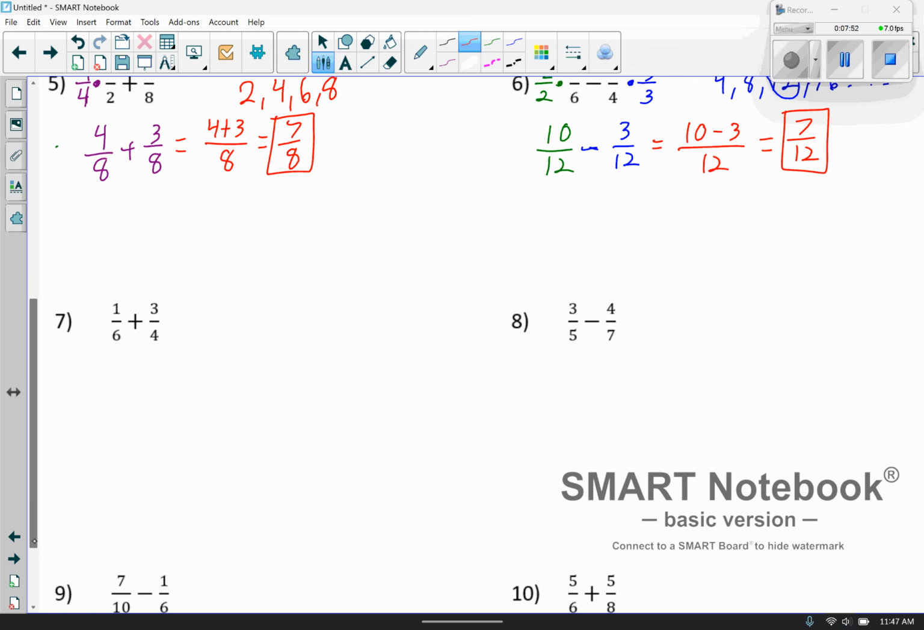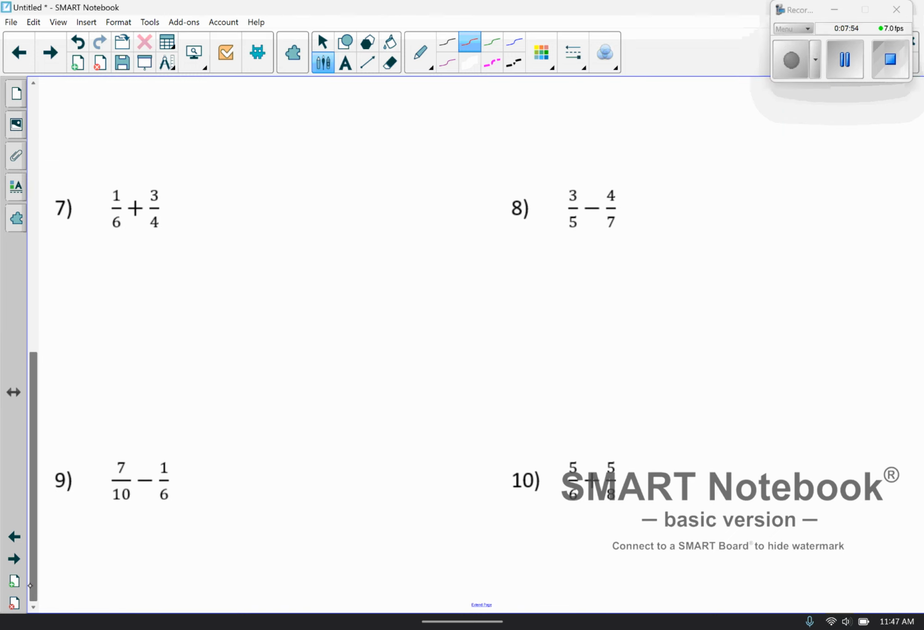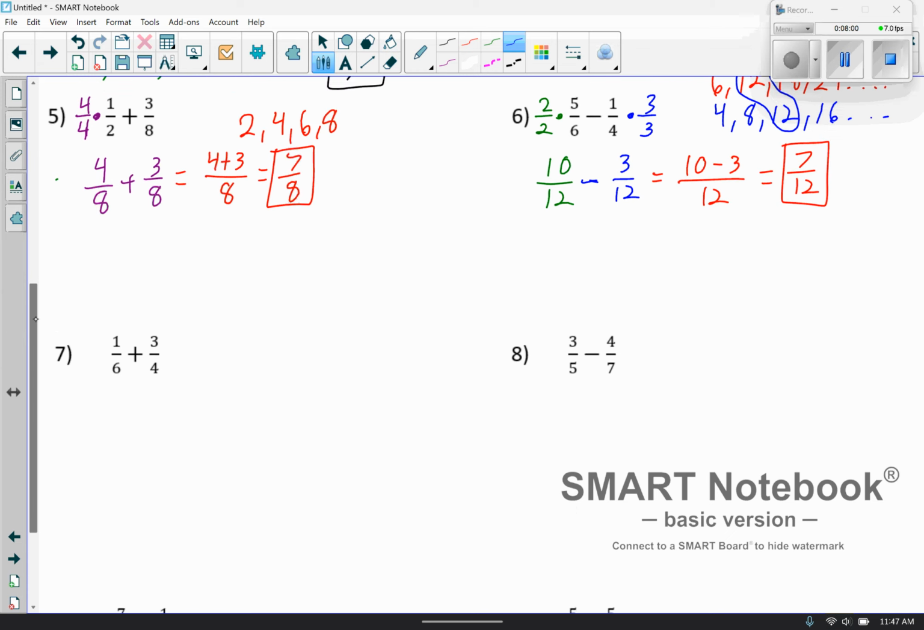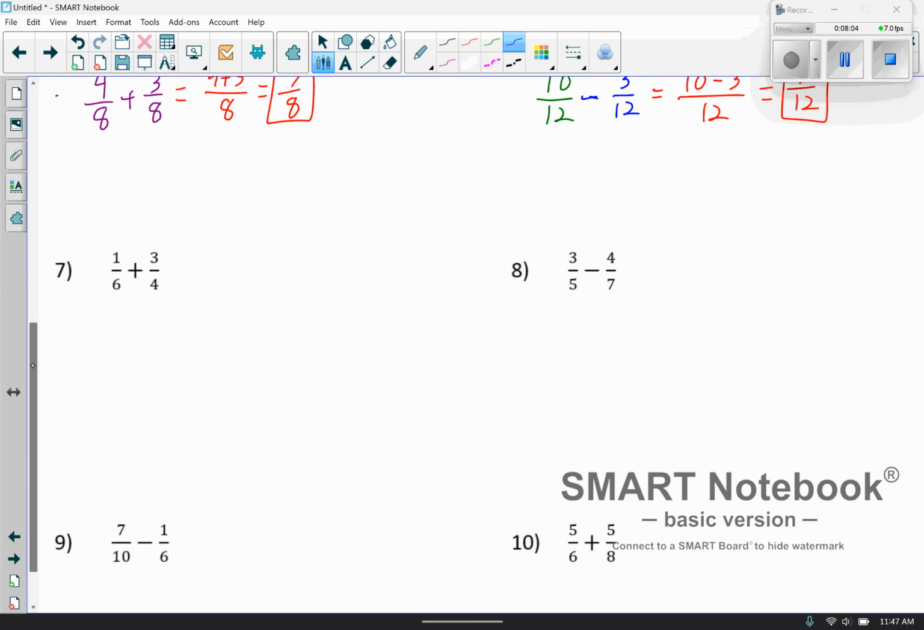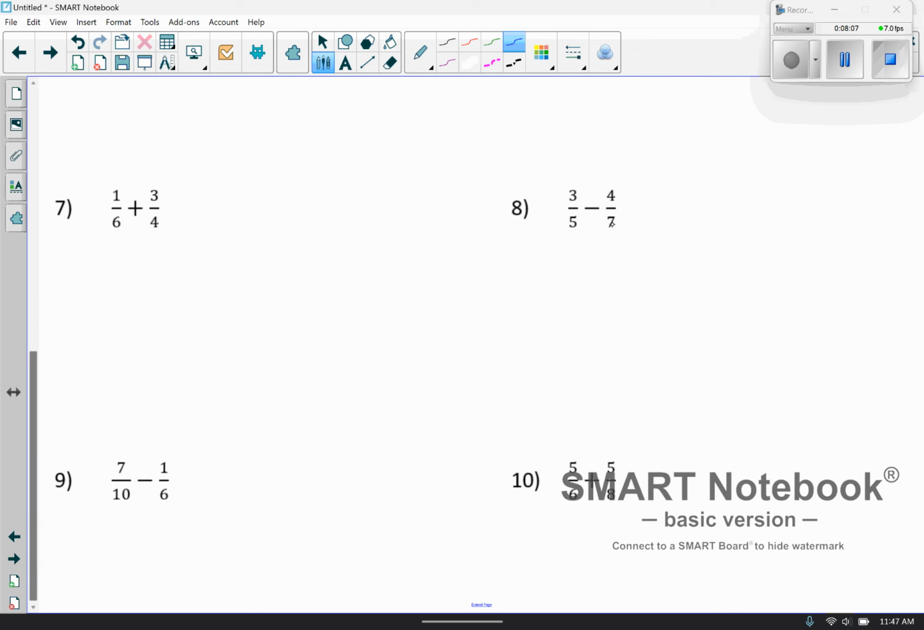Okay, I have a few left for us to look at. So looking at number 7, I think we have the same denominators on that one, so I'm actually going to skip that one. So let's look at 8.